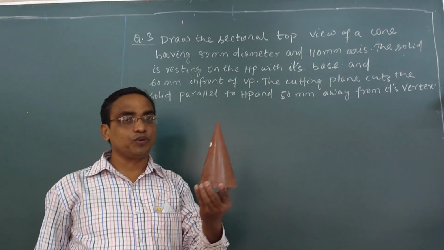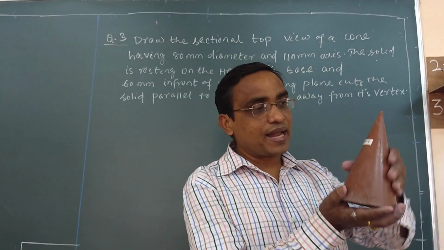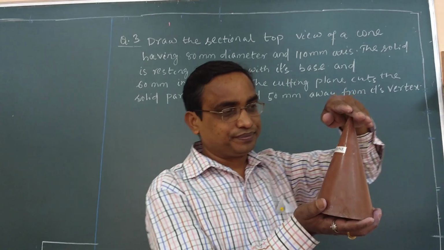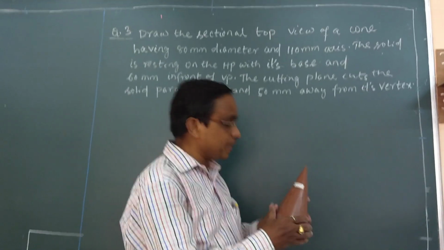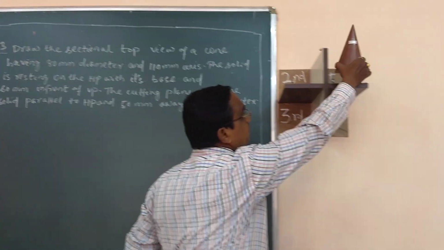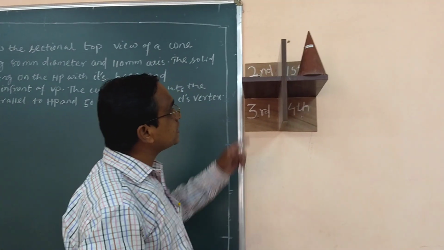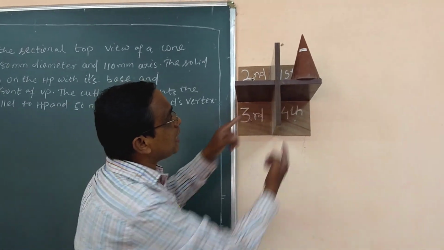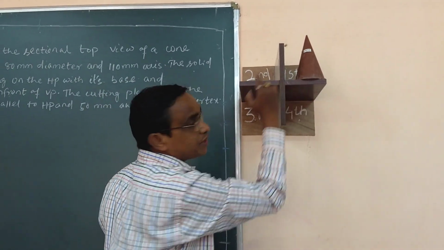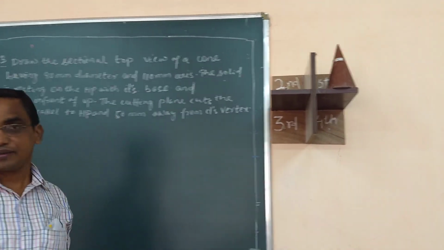Just mark. This is the cone. Base is 80 mm and axis is 110 mm. And the position of the cone is resting on the HP with its base. This is the position of the cone. And it is 60 mm in front of VP, means axis of the cone is 60 mm in front of VP. So the object lies in the first quadrant.